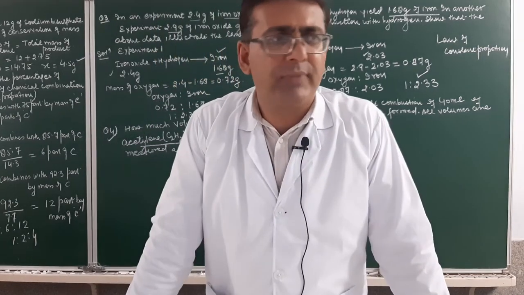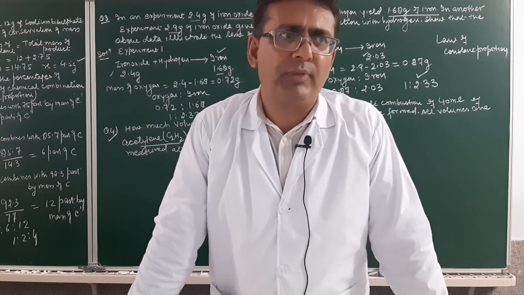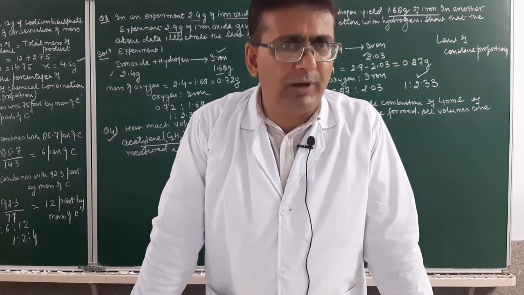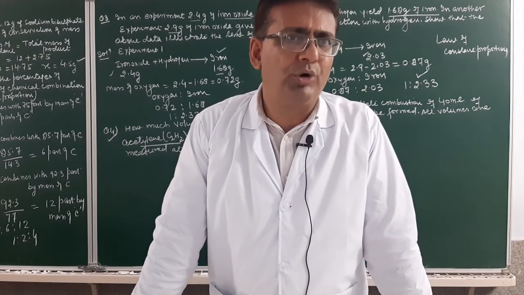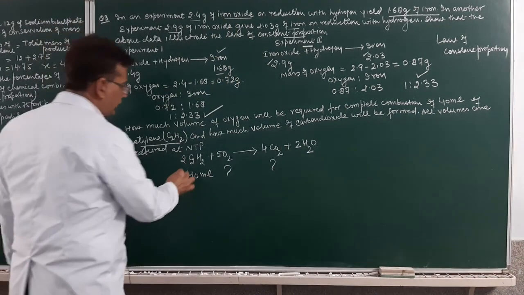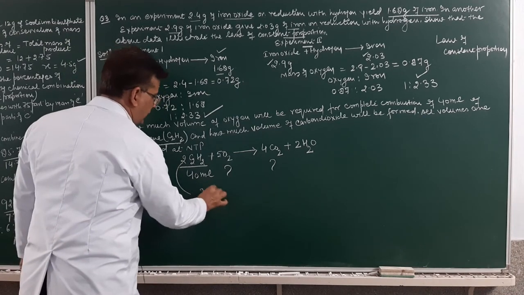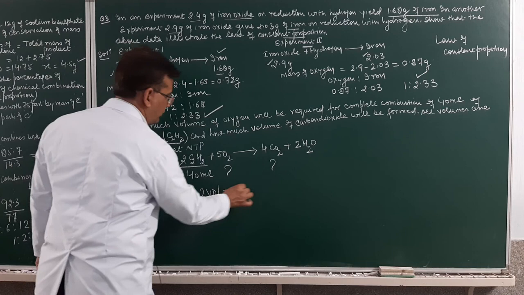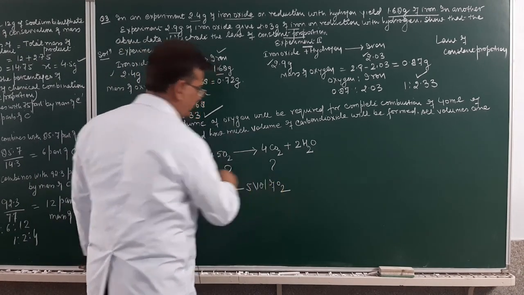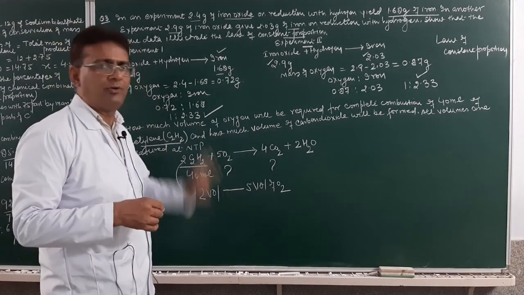What is Gay-Lussac's law? When gases react, they react in a simple ratio of their volumes. And if the product is also in the gaseous state, it also bears a simple ratio to the volume of the reactants, provided the temperature and pressure do not change. Now, just see over here, in Gay-Lussac's law, how many volumes of acetylene? 2 volumes. To burn 2 volumes of acetylene, what volume of oxygen is required? 5 volumes of oxygen is required. To burn 2 volumes of acetylene, a class 10th problem, 5 volumes of oxygen is required.